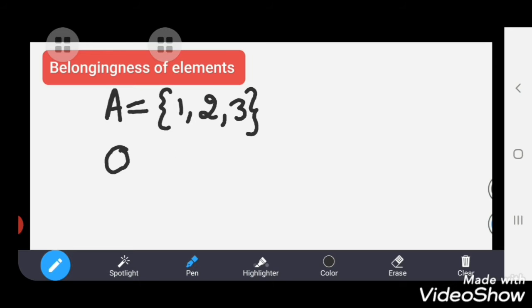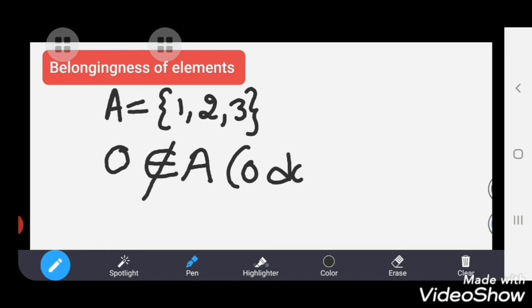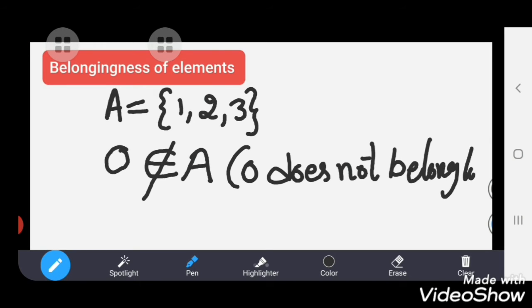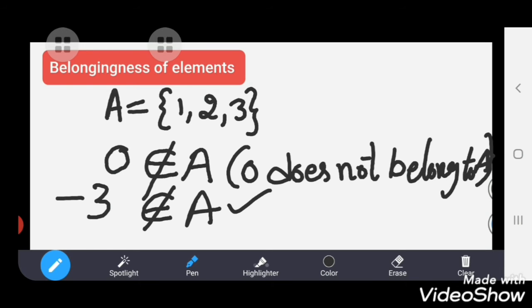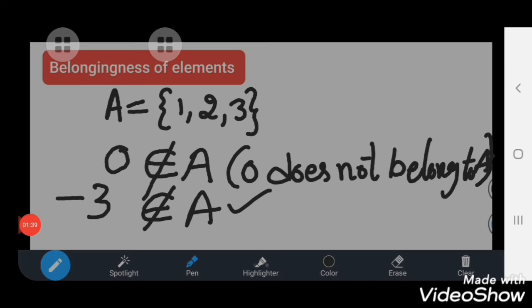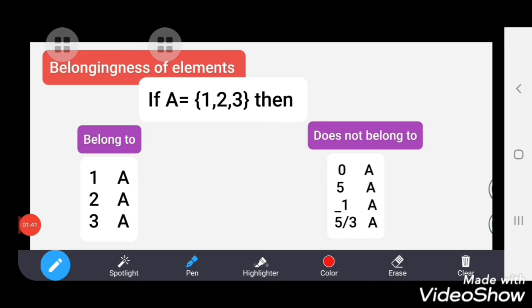0, 0 is not in set A, so we have to write 0 does not belong to A. So we have to write belongs to, and we have to cut it like this. So we read it like this: 0 does not belong to A, because 0 is not an element of A. Next, consider minus 3. Minus 3 is also not an element of A, so we write minus 3 does not belong to A. So like this we write the belongs to and does not belong to symbols. These symbols we can use.